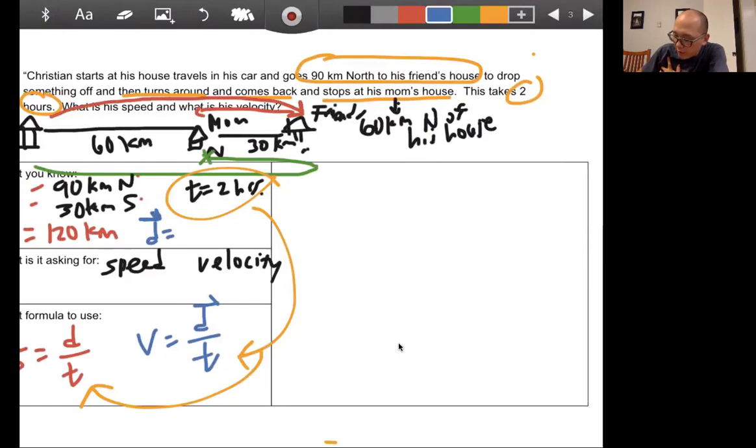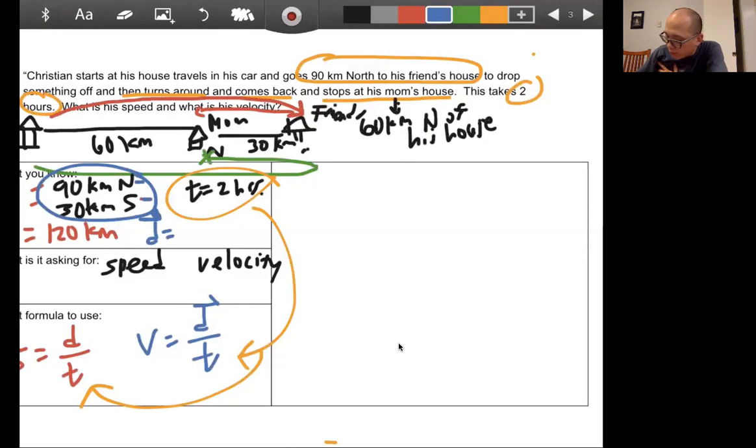So what we have to do is look at the north and south as opposites of each other. The 30 kilometers south cancels out some of the 90 kilometers north. In fact, it cancels out exactly 30 kilometers north because it's like you went 30 kilometers one direction, then came back 30 kilometers the other direction.